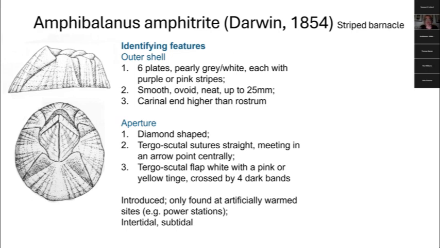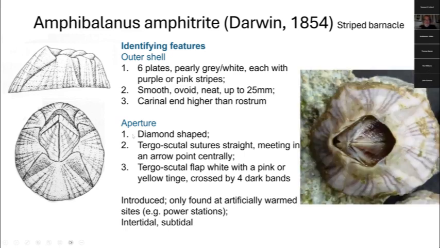Next is Amphibalanus amphitrite, or the striped barnacle. Again, this is something I've never seen. It has six plates. The thing about this is it's very smooth and neat, and it characteristically has these pink stripes going down each of the plates, as you can see in the photograph to the right.